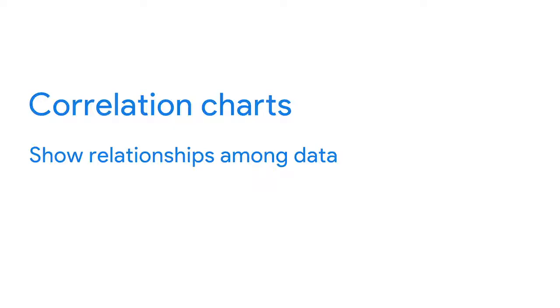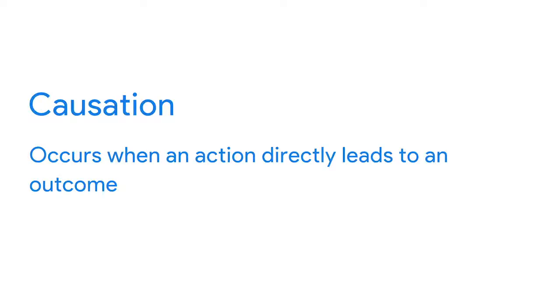Correlation charts can show relationships among data, but they should be used with caution because they might lead viewers to think that the data shows causation. Causation, or a cause-effect relationship, occurs when an action directly leads to an outcome. Correlation and causation are often mixed up because humans like to find patterns even when they don't exist. So if two variables look like they're associated in some way, we might assume that one's dependent on the other. That implies causation, even if the variables are completely independent.